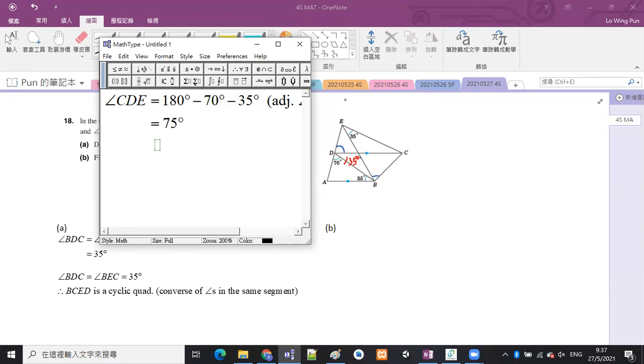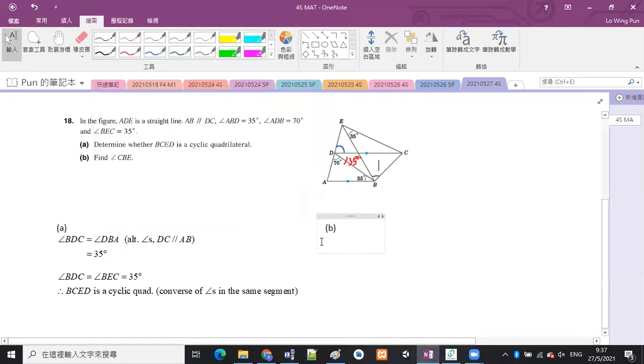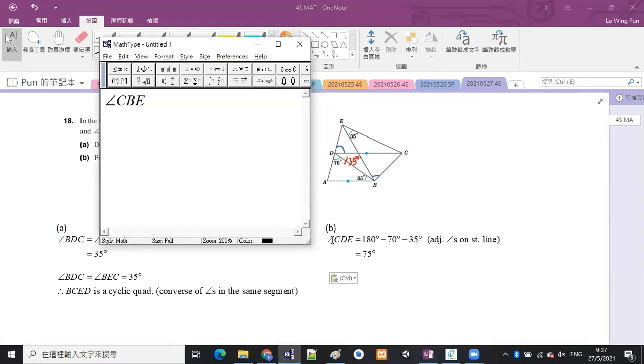And finally, the required angle, angle CBE, should be equal to angle CDE. This is angles in the same segment. So the answer should be 75 degrees.